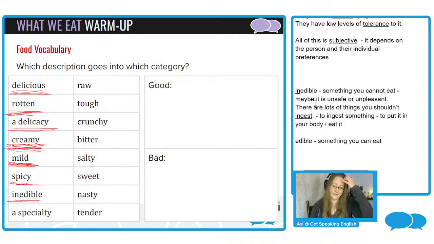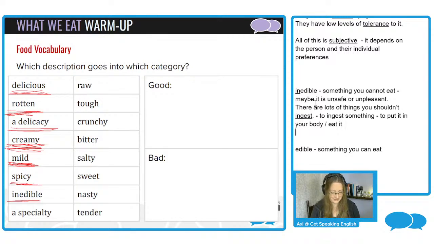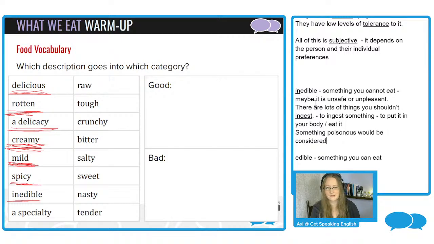Yeah, so lots of things that are completely inedible, right? Potentially poisonous as well, too, right? Yeah, we definitely shouldn't eat anything that's poisonous, right? Yeah, exactly. I definitely think something poisonous would be considered inedible.